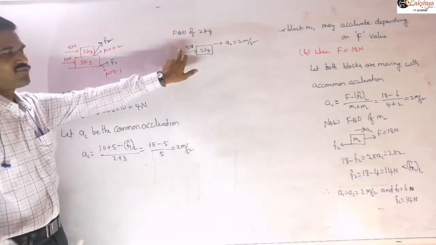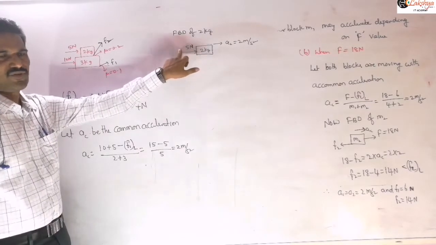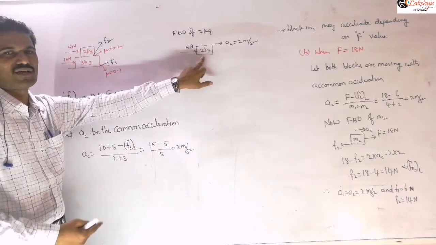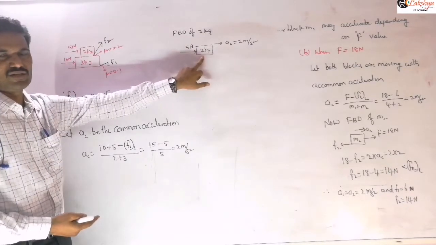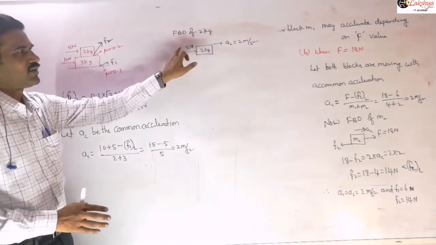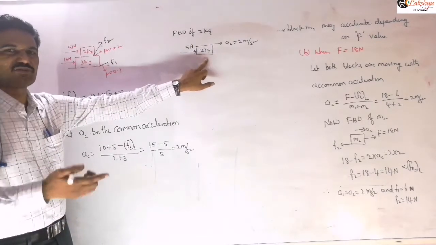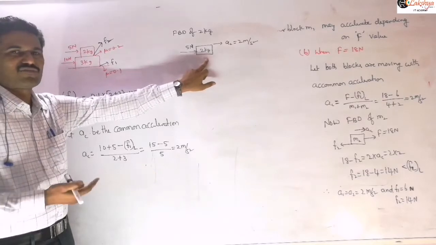Now suppose friction is not there, for example. Then because of this 5 newtons, it should have an acceleration of 2.5, right? If friction is not there, then 5 by 2 you can write, so the acceleration of the system must be 2.5 meter per second square.